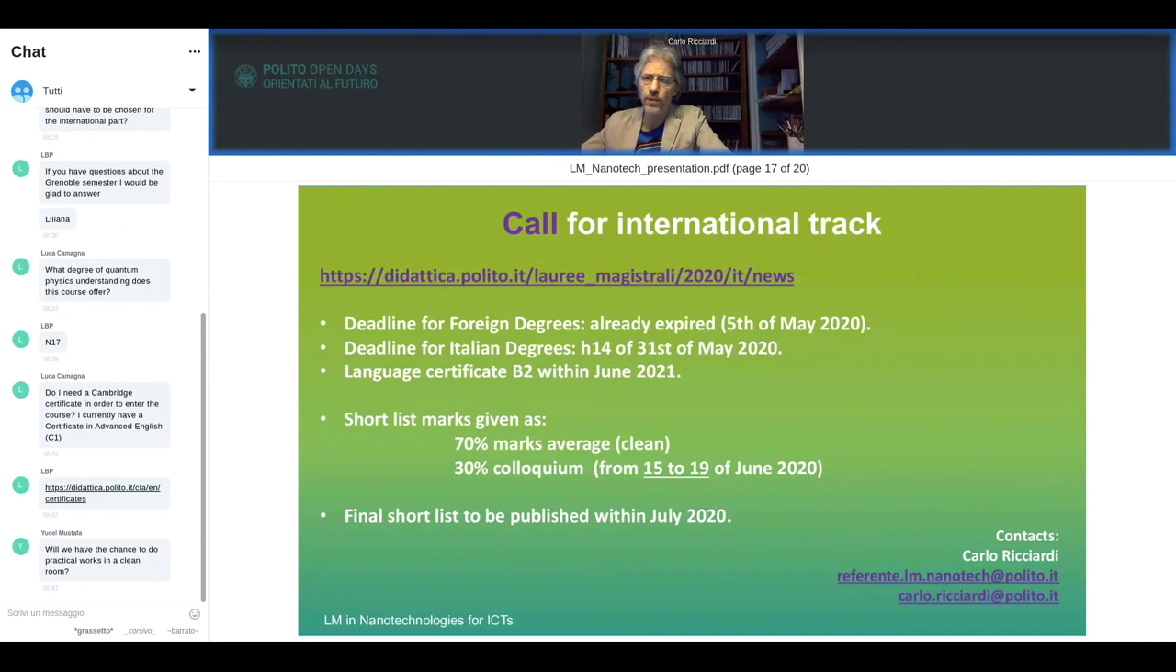Will we have the chance to do practical work in the clean room? Sure, in the international path for sure. As I told you, there is an entire semester in Grenoble where they have a very high-level clean room that can be used by students. If you do the national path, that will be a little more tricky. We don't have an entire clean room devoted to students, but you can do some practical labs. Then maybe I will touch on this point also if we have time, yes, for the problem related to the COVID emergency.